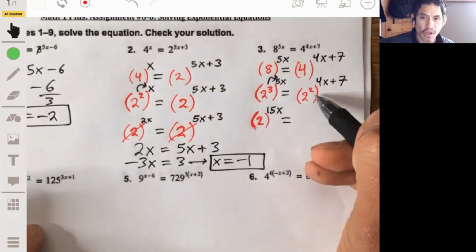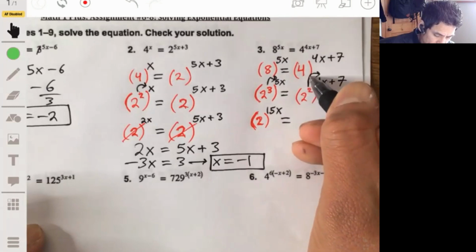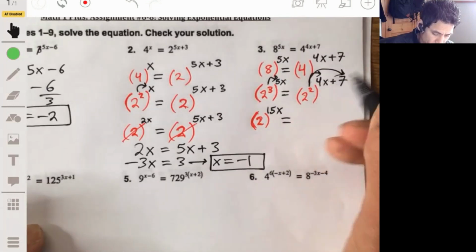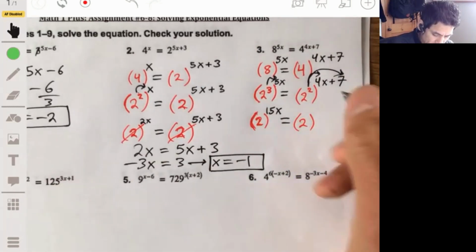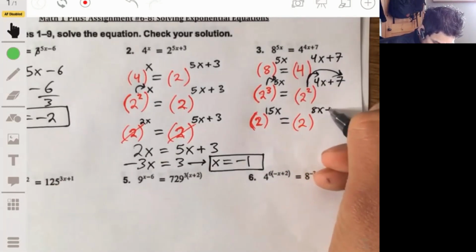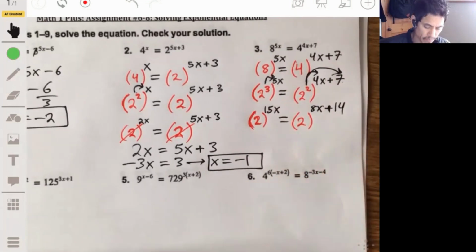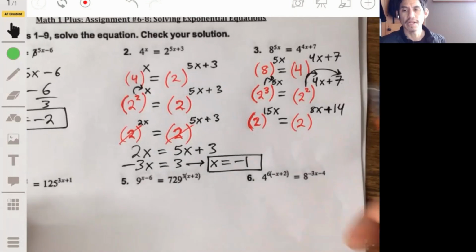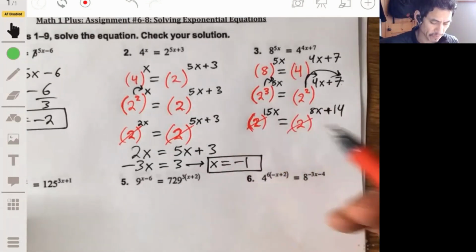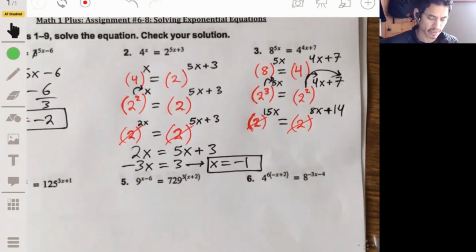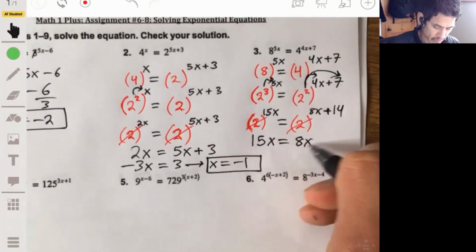And on this side, make sure you distribute the 2 to both the 4x and the 7. So on the right side, we're going to have 2 to the 8x plus 2 times 7, so plus 14. Now you have both the bases isolated. Now you just have 2's as the bases on both sides, so we can just cancel them, and we can just have 15x equal to 8x plus 14.